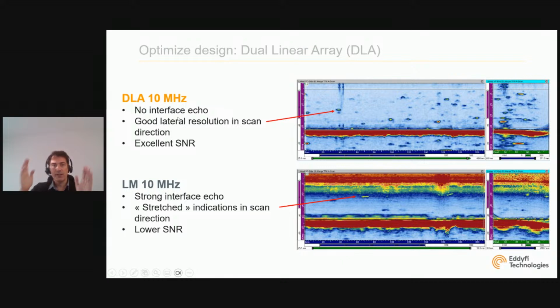So now if I use the DLA and I have a focus along the passive plane, you can see that the resolution in that plane is reduced. So we have a better resolution for the detection of any indication along the passive plane. And because we have a better resolution, we also improve the signal to noise ratio compared to a standard 10 megahertz probe.